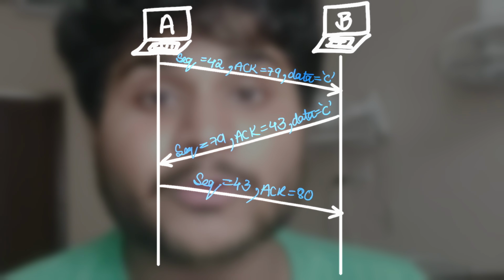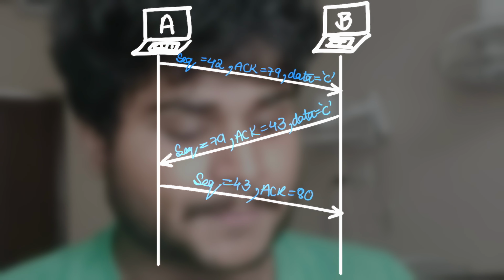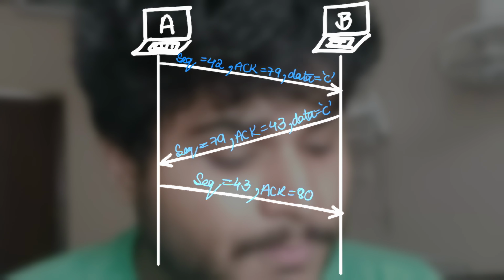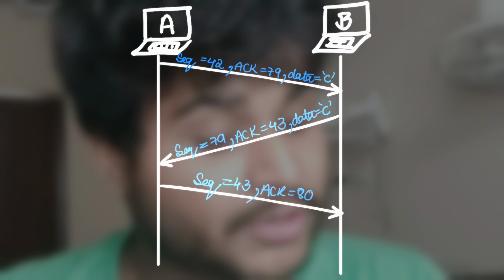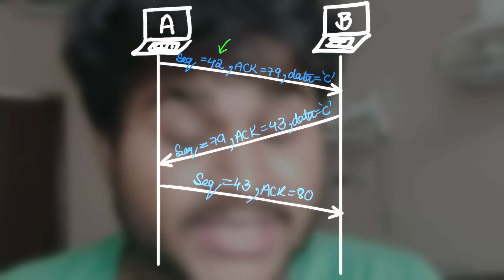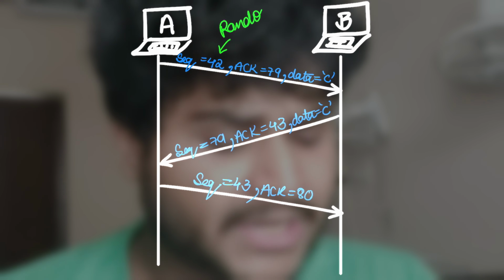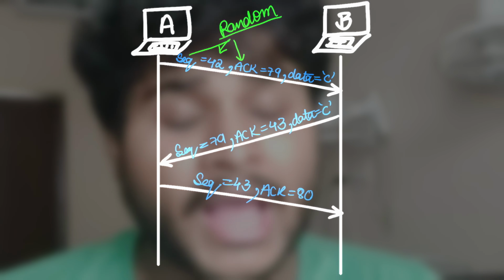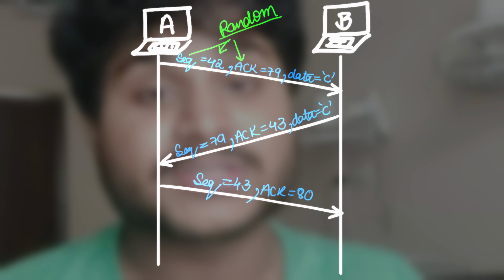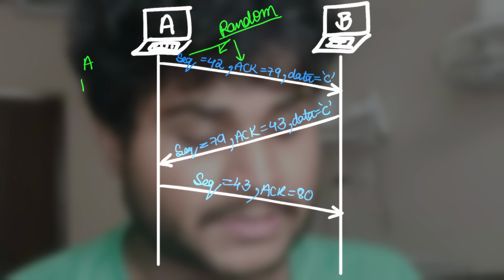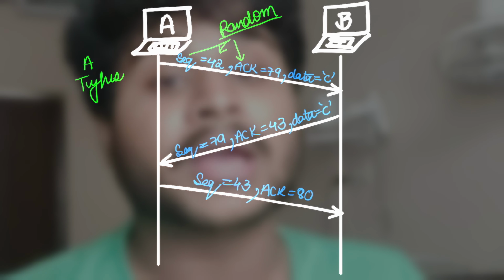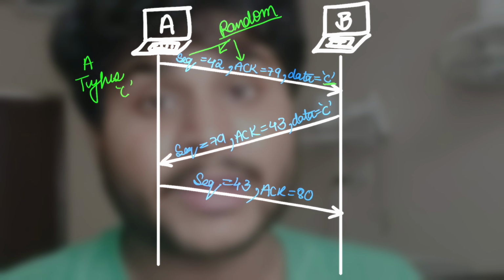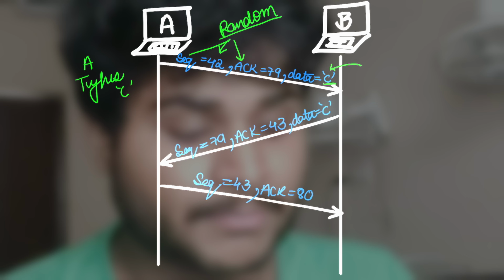Okay, so host A wants to send message C to host B. So first, it creates a packet with sequence, acknowledgement, and data. So we can see that sequence is set to 42, acknowledgement is set to 79, and data that is only 1 byte is C. Now you may think that why it is 42 and 79. So actually this is completely random because this is the first data transfer that is happening and no data transfer had happened before this. That's why this is completely randomly generated by host A. So that can be any other number as well.